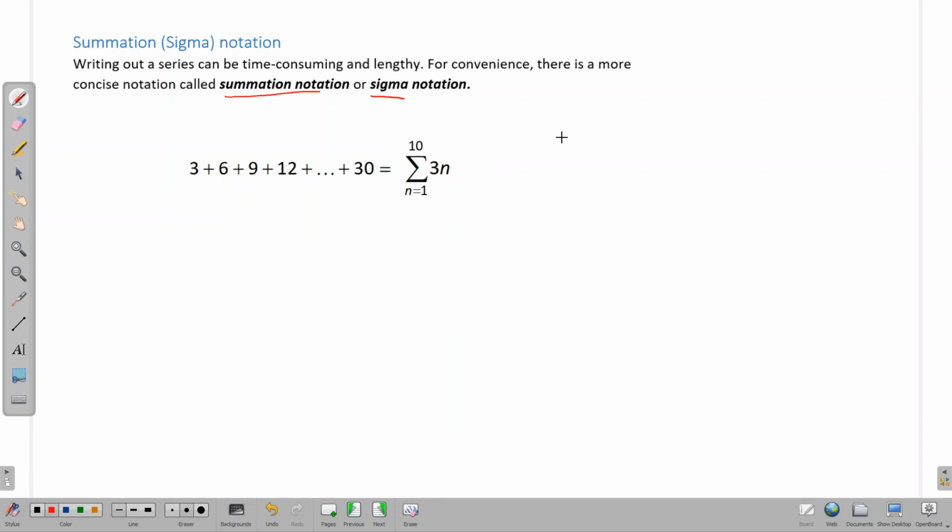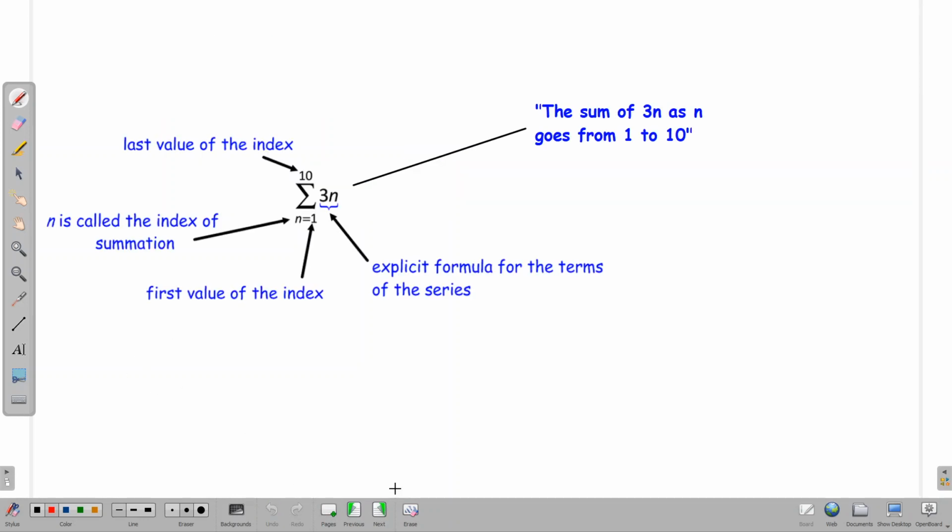We call it sigma notation because the letter here that looks like an E is the Greek letter sigma. It's the capital version of sigma. So this just stands for the shorthand for this sum. So let's break that down.